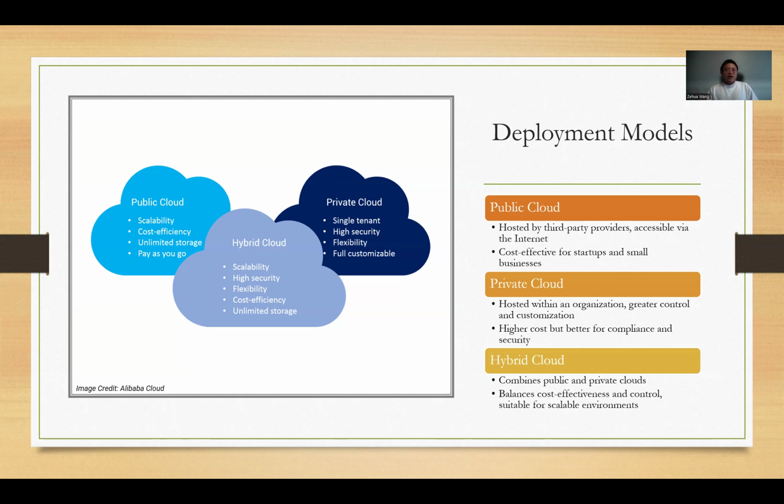We have the second one called the private cloud. It's private because it's dedicated to a single organization. It offers higher control, better privacy, and customization. But it comes with a higher cost for sure. For example, a bank may use a private cloud to store sensitive customer information securely. In the middle, as you can see, we have something called a hybrid cloud, which combines the public and private cloud models, offering flexibility and scalability.